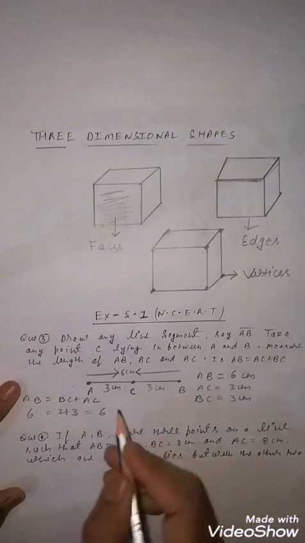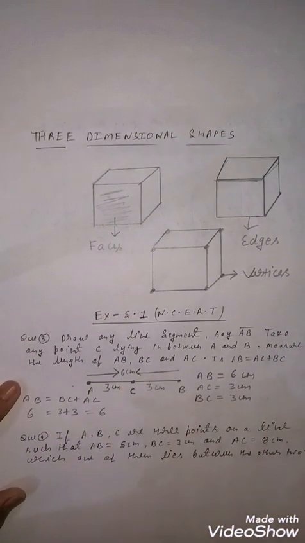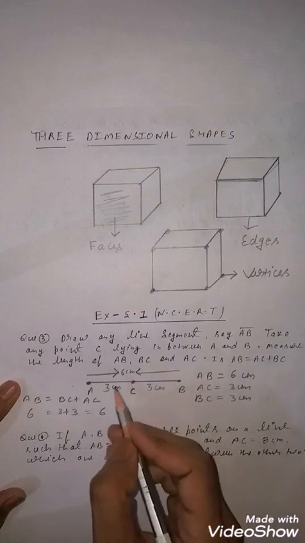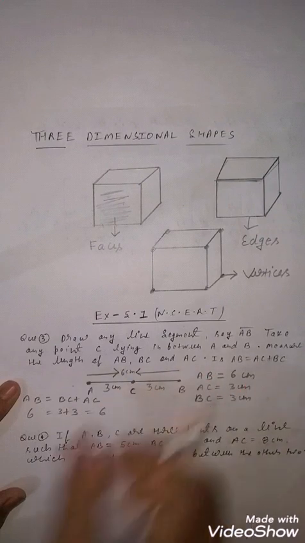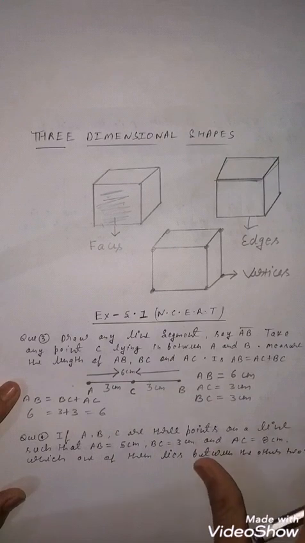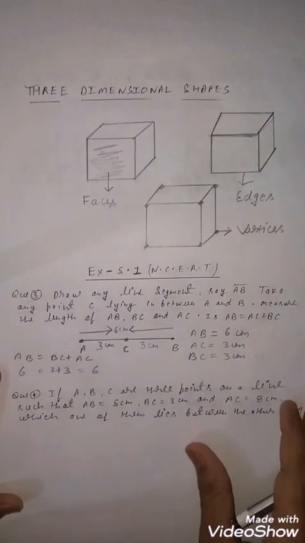You can assume anything. You can also assume 7. If you assume 7, then this part is 3.5, and this part is also 3.5. Clear, students? Now come on to the next question.